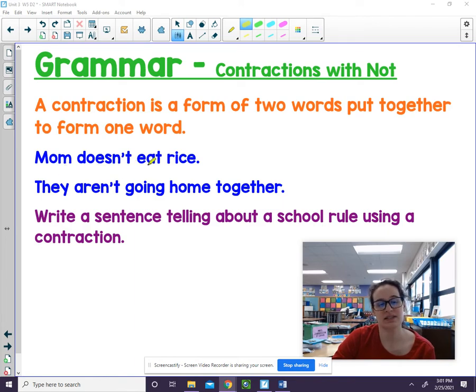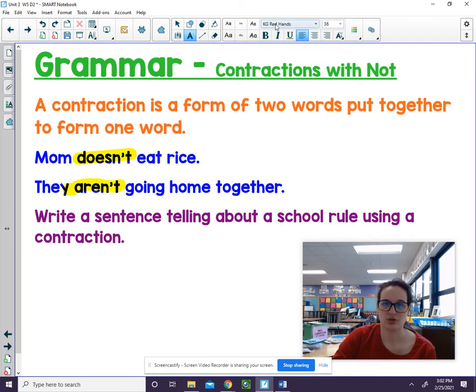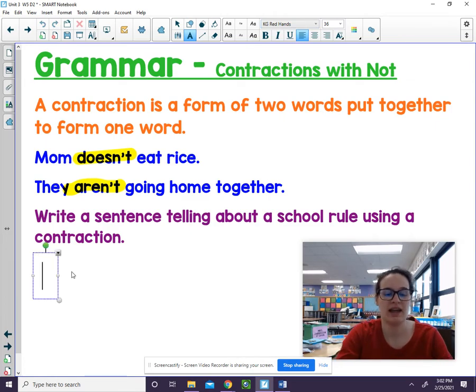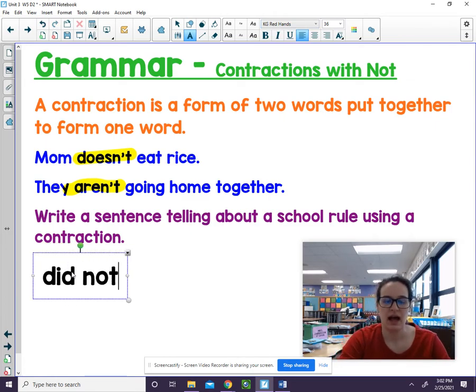Mom doesn't eat rice. What is the contraction? Doesn't. They aren't going home together. Aren't is the contraction. I want us to try to write a contraction. So if I give us did not, how could I write that then? It'd be didn't.